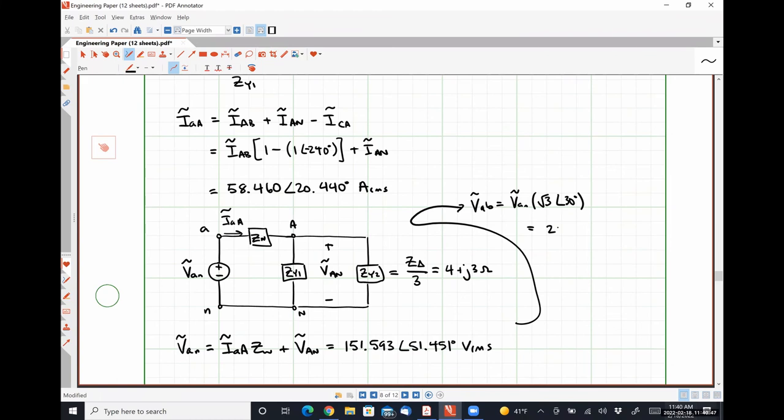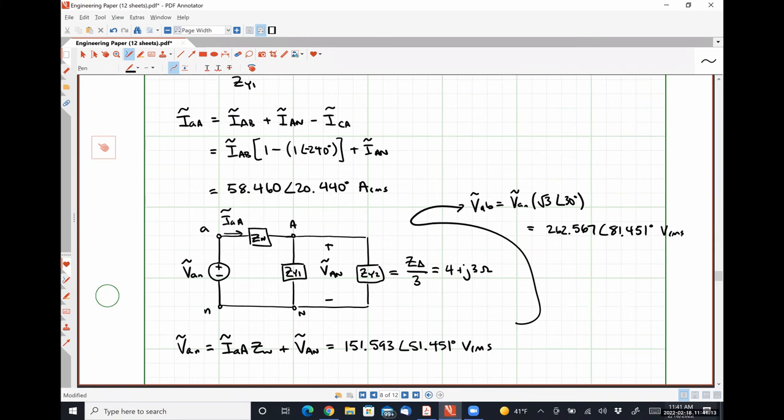I get to be 262.567, angle 81.451 degrees, volts. That one was legitimately hard. It took us 20 minutes.